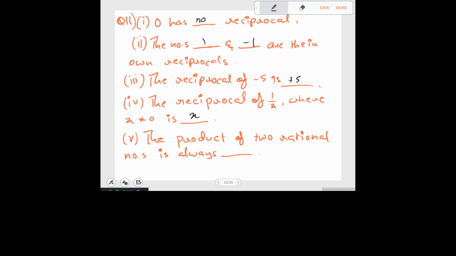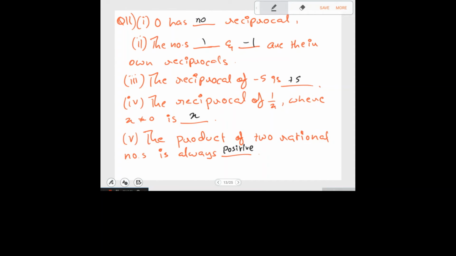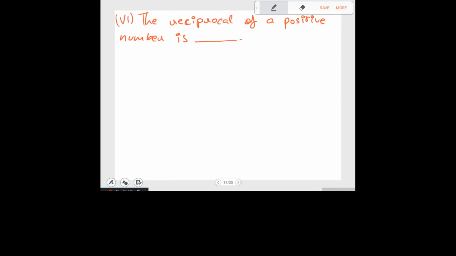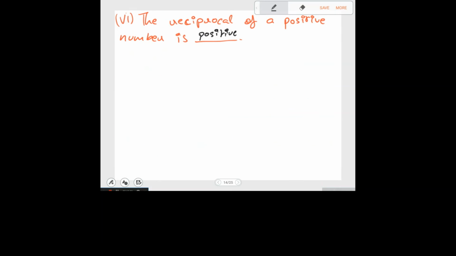The product of two rational numbers is always positive. The reciprocal of a positive number is positive. Actually, the previous question should be rational number: the product of two rational numbers is always a rational number. The reciprocal of a positive number is positive.